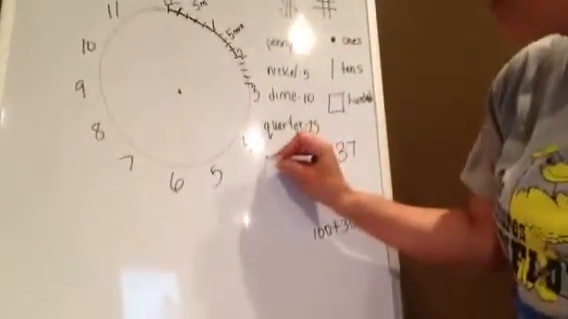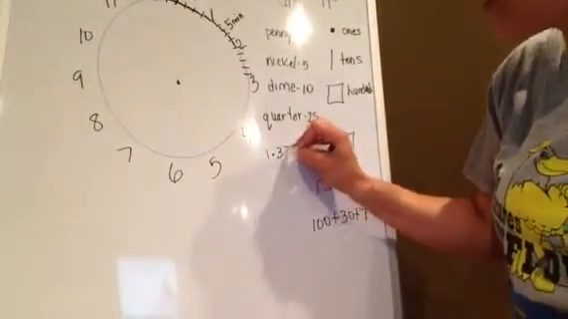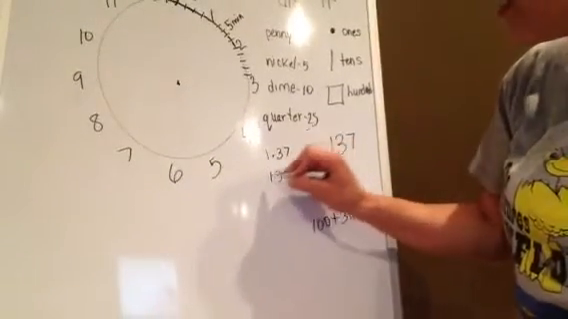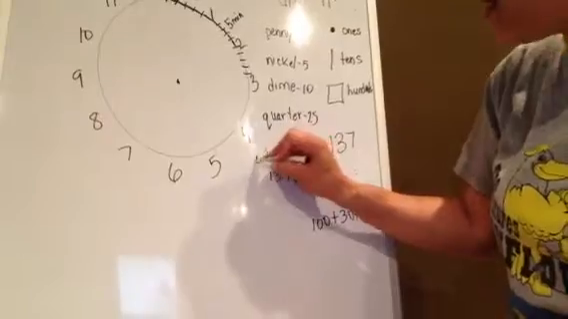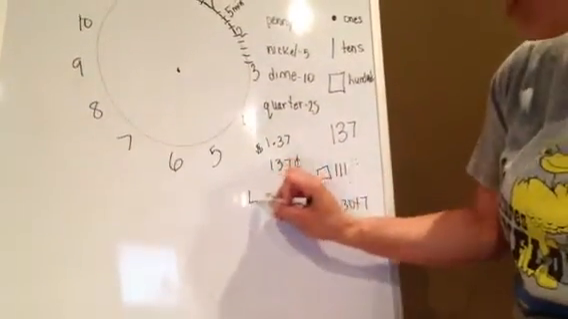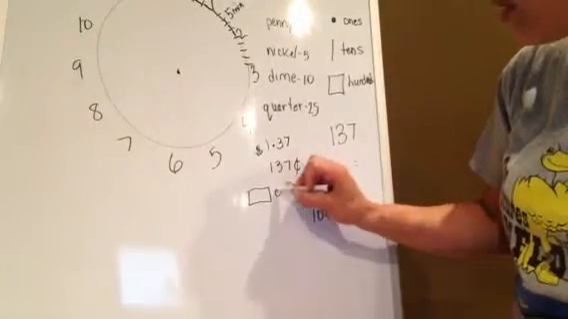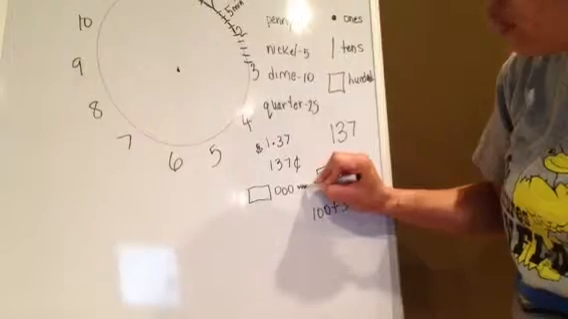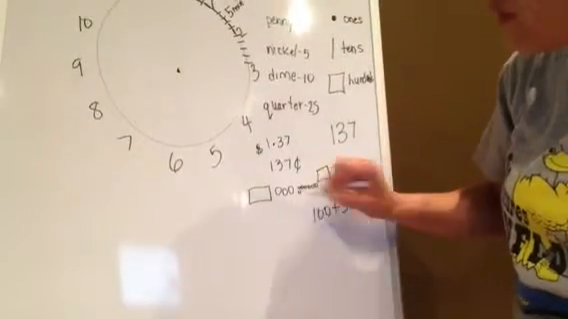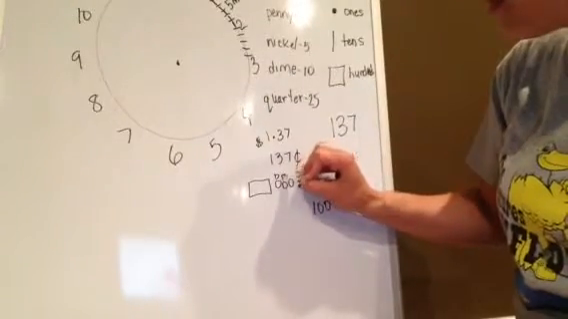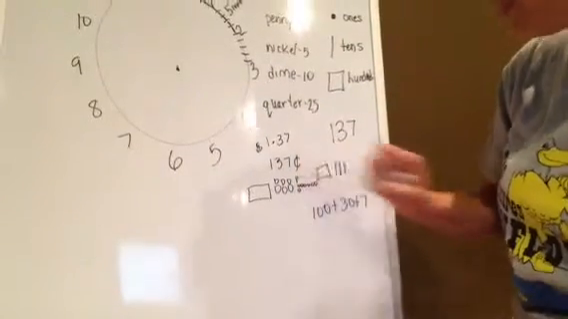If I wanted to show that value in money, I could have $1.37, or I could have 137 cents. Either way would show me that. I could draw a picture of that value by drawing $1, 3 dimes, and 7 pennies. 2, 3, 4, 5, 6, 7. Okay? And I would want to label these so I knew these were dimes and these were all pennies.